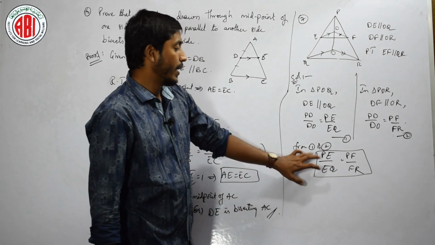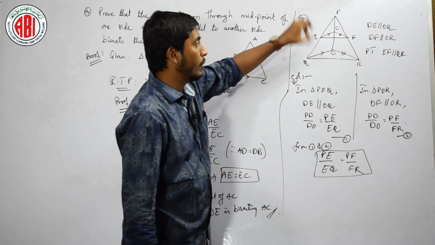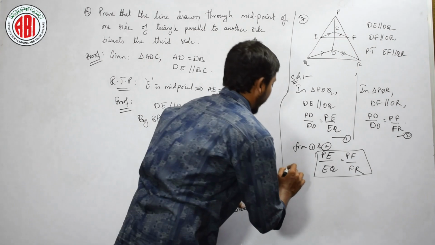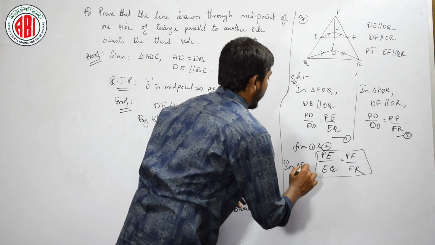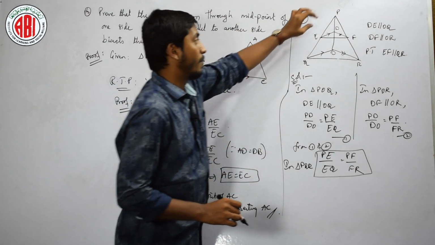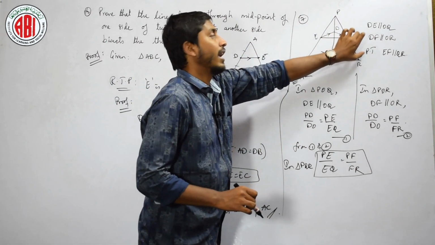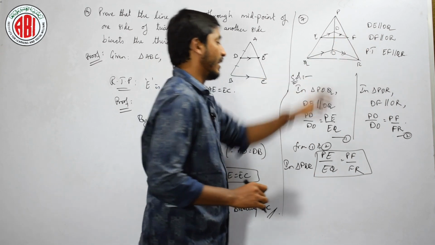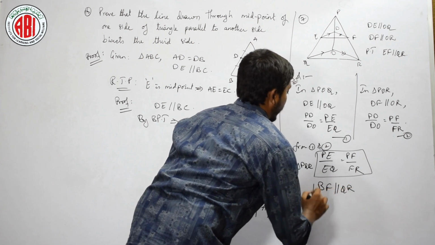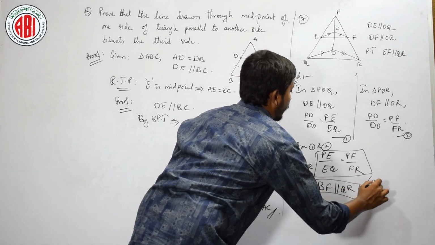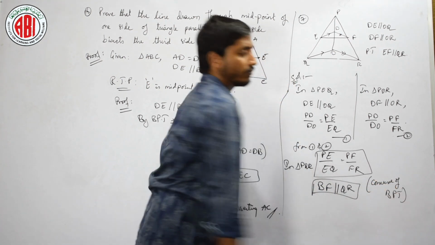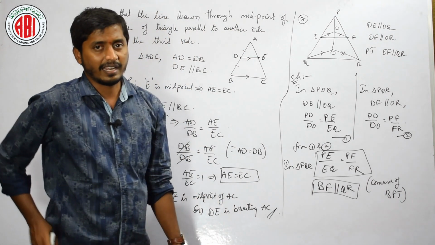Now if you observe, PE by EQ is equal to PF by FR. In which triangle is this? In triangle PQR. Yes or no? There is a converse theorem. Therefore, we can clearly tell that EF is parallel to QR. How? By the converse of BPT. That's the main condition, right?